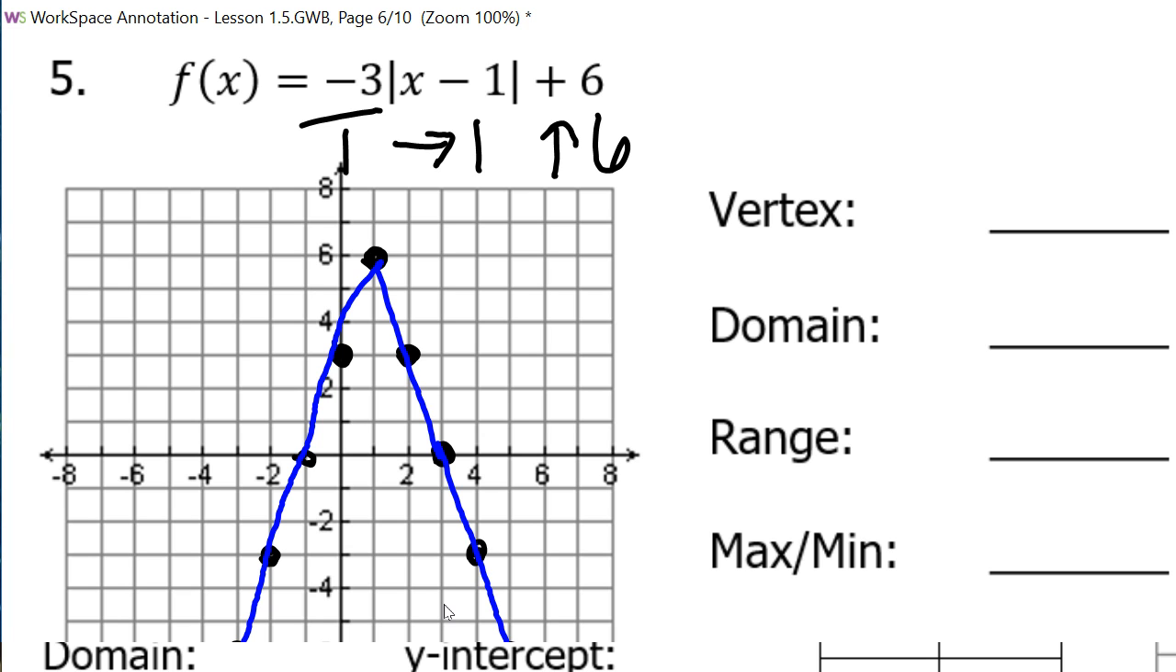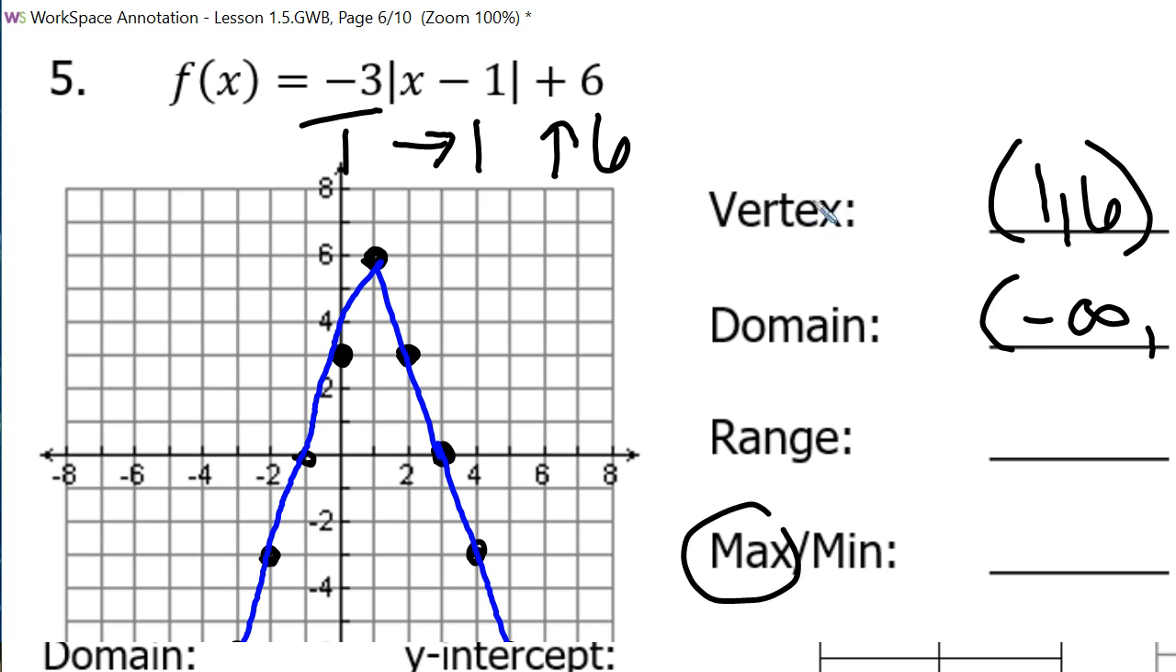What's the vertex? 1, 6. Is it the maximum or minimum? Maximum. Why is it the maximum? The highest point on that V. What's the domain for all of these? Negative infinity to positive infinity.